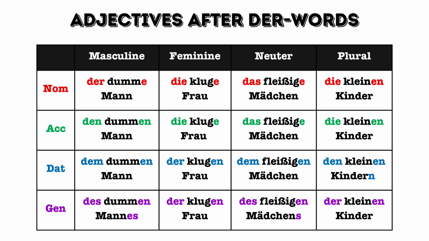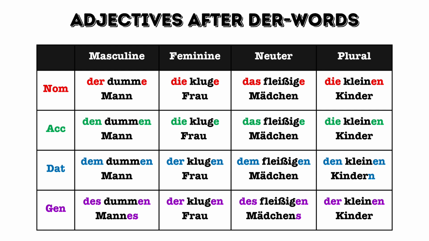It goes die kleinen Kinder in the nominative, die kleinen Kinder in the accusative, den kleinen Kindern in the dative case, and der kleinen Kinder in the genitive. All of them have en at the end of it. So if there is a der word in front and it's plural, the adjective ending is automatically en. In the accusative case, the only thing that changes here is the masculine form, which goes from der to den, and therefore changes from an e to an en. So it is den dummen Mann.